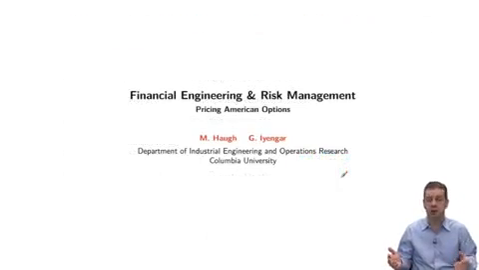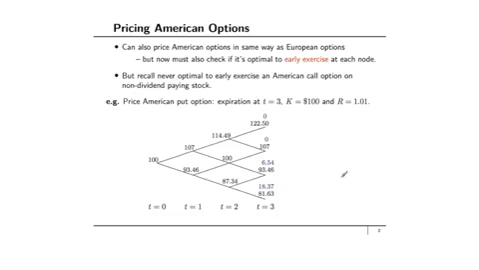Up until this point, we've only seen how to price European options in the binomial model. We're now going to consider the case where the holder of the option has the ability to exercise early. Such an option is actually called an American option, and we'll see that we can also easily price these securities in our binomial model.